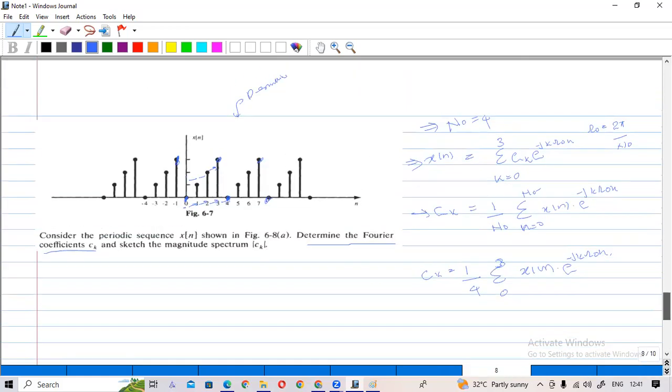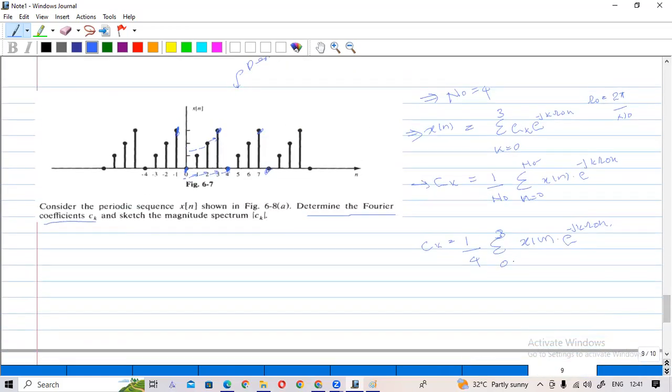What you have to do is apply the values. You have to find this ck value, with k from 0 to 3, that means 0, 1, 2, 3.